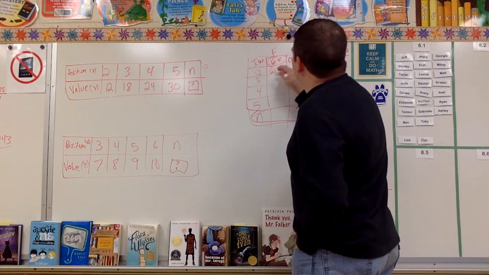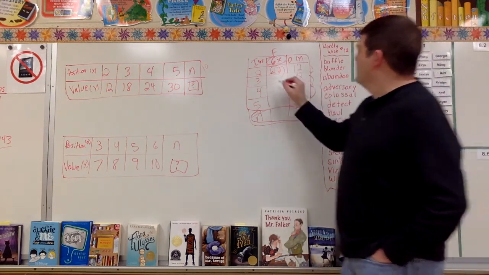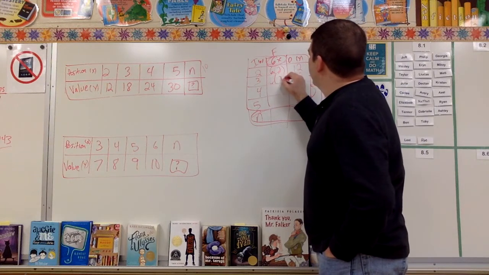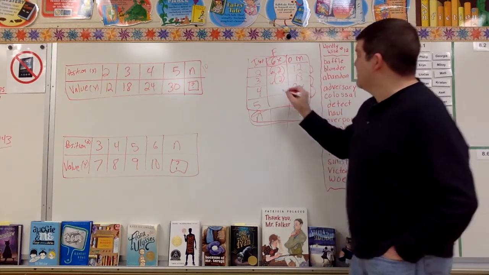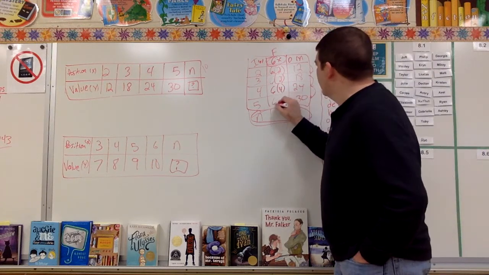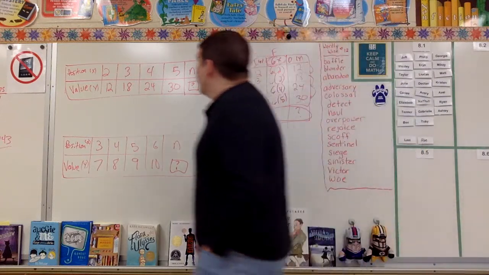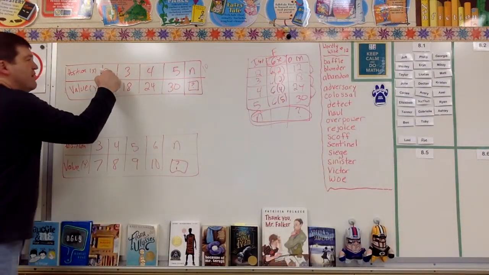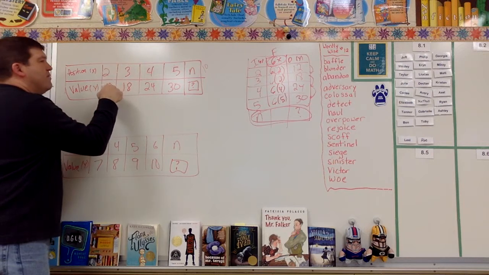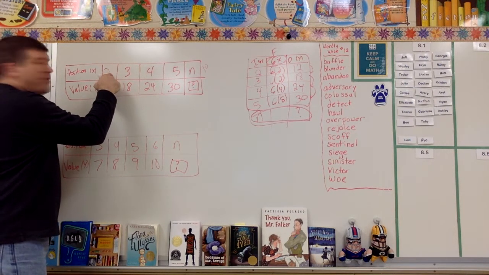So I put my 2 in here. Let's see if it's 6x. 6 times 2 is 12. Then I put my 3 in here. 6 times 3 is 18. Good. 6 times 4 is 24. 6 times 5 is 30. Okay? Basically what I was doing is I was looking from here to here, what's happening? It's being multiplied by 6.